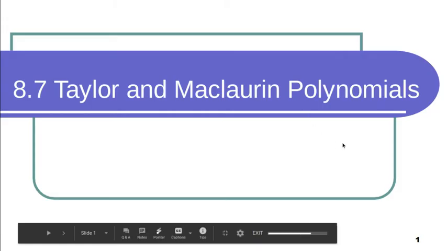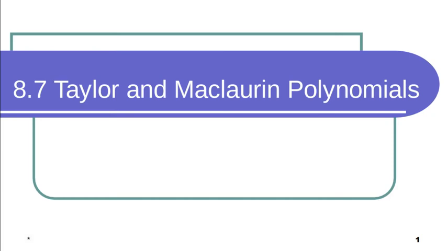So here were our notes from Taylor and Maclaurin polynomials that we did before we left, but I know some of you guys weren't here, so I am posting this to help you with the AP assignment that we have due today. So Taylor and Maclaurin polynomials are polynomials that represent functions that aren't polynomials, okay?